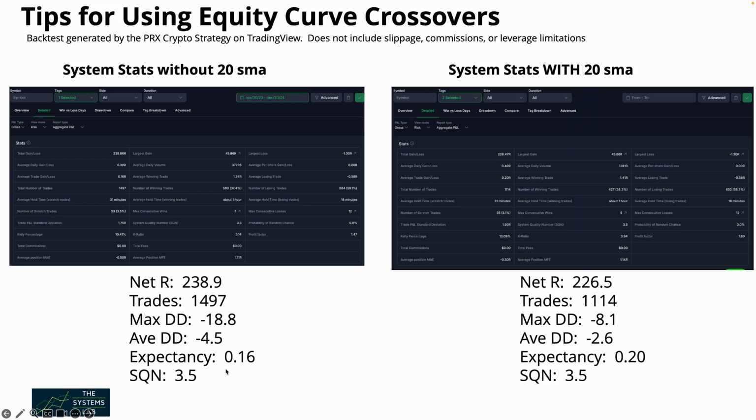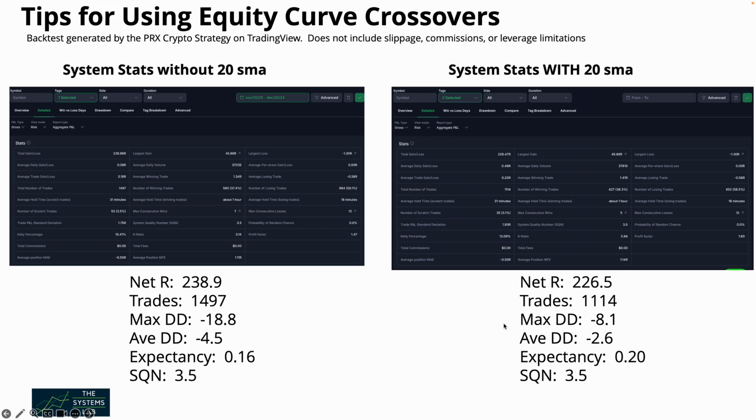The expectancy for this system also jumps up from 0.16 to 0.20. The SQN happens to stay the same at 3.5. If you're not familiar with SQN, that's a metric that was created by Dr. Van Tharp, and subjectively speaking, 3.5 means that this is an excellent system. So here we have some good numbers that tell us from a back test, yes, applying an equity curve crossover to this particular system is actually a good idea.